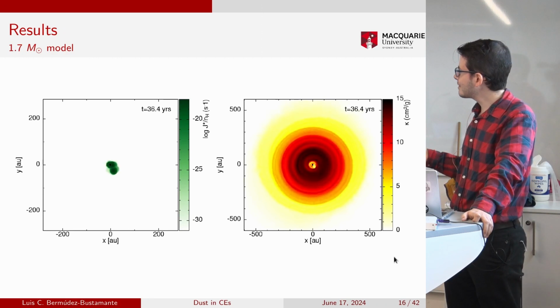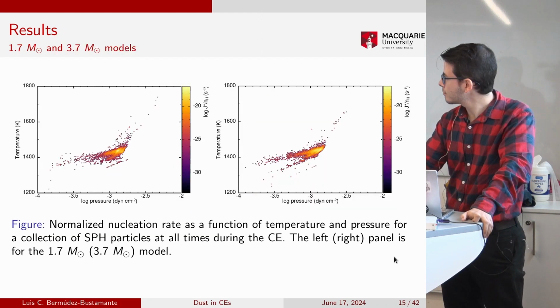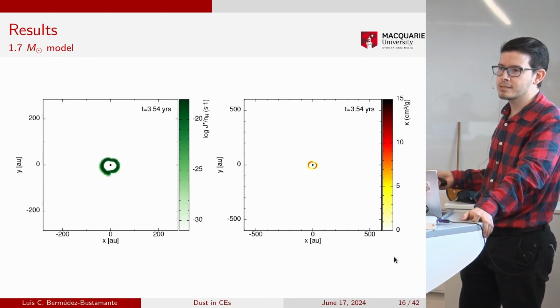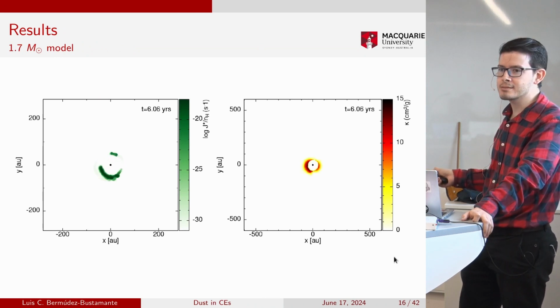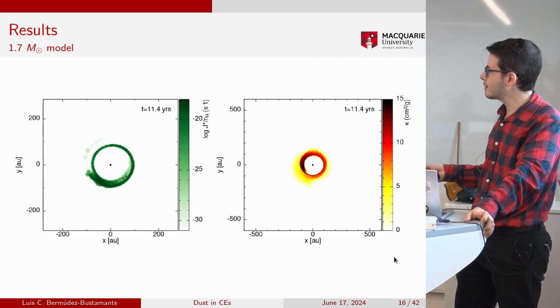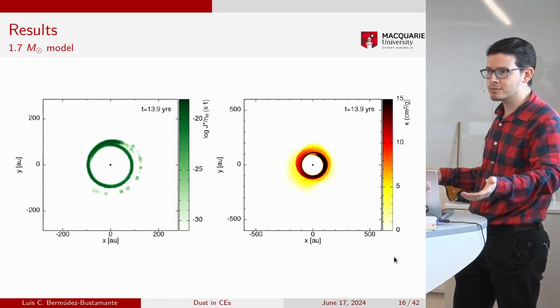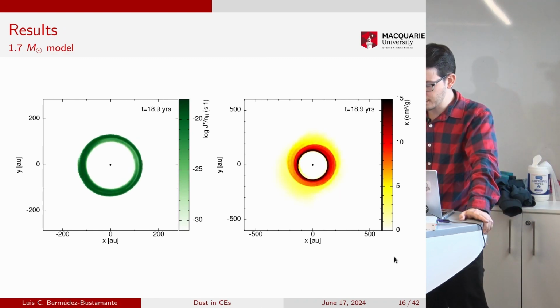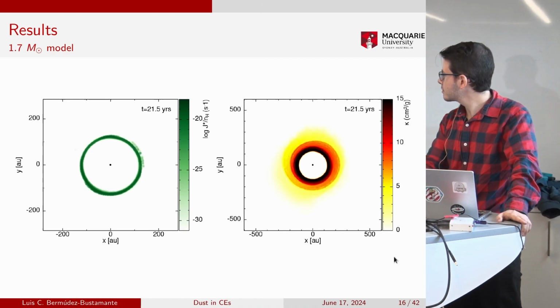So you can see here, let me go back. You can see here that the nucleation rate, the formation rate, and the opacity are related. And it makes sense. If you are forming a large amount of dust, then the opacity is going to increase. That is good.